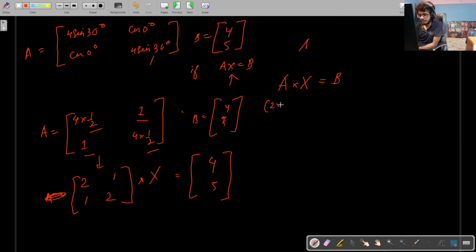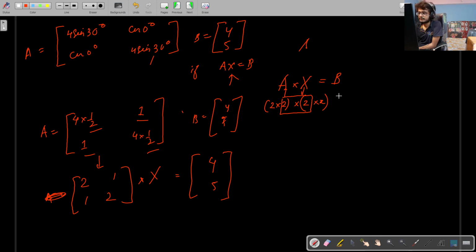2 by 2, correct. 2 by 2. And what should be the order of matrix X? We need to find matrix X. So for this multiplication to be possible, the number of columns of the first matrix should be equal to the number of rows of the second matrix. So this has to be 2. So X order is 2 into something.